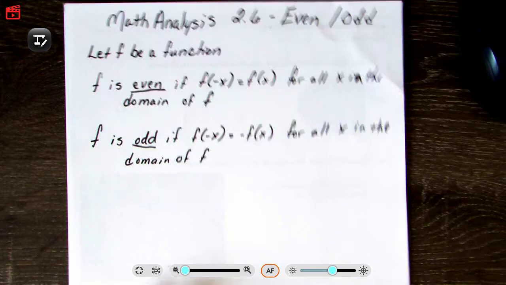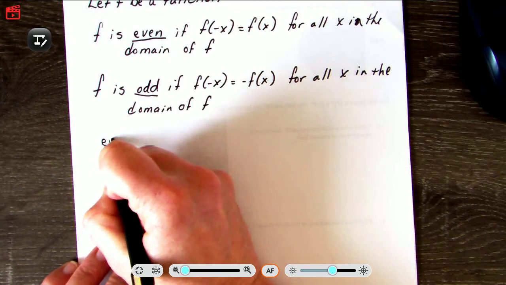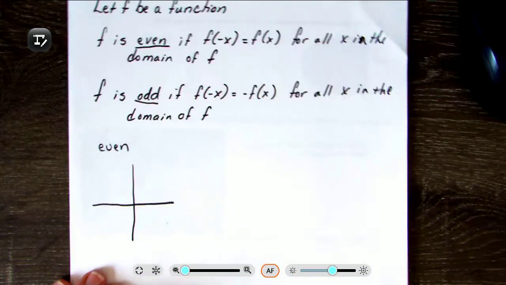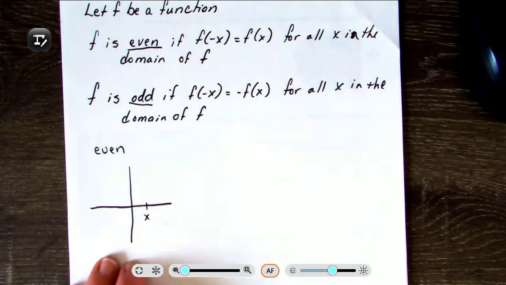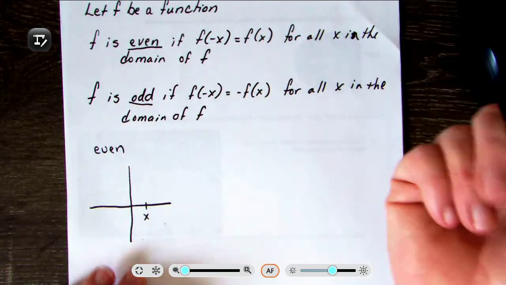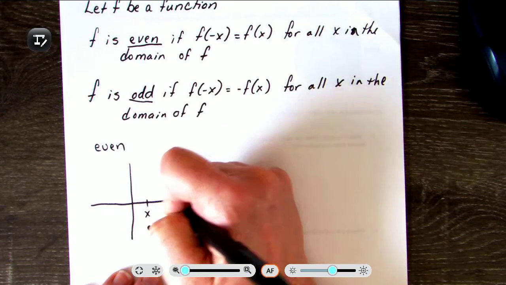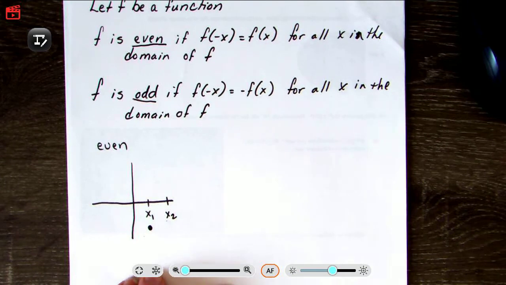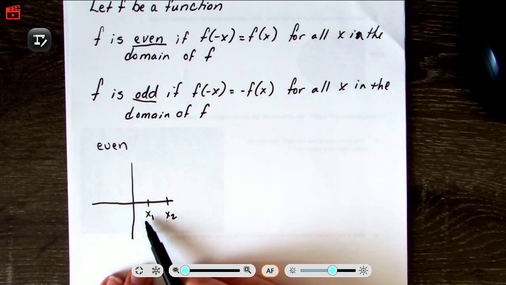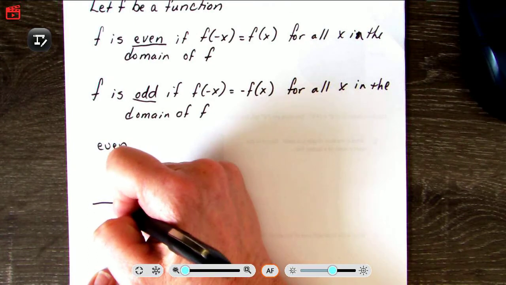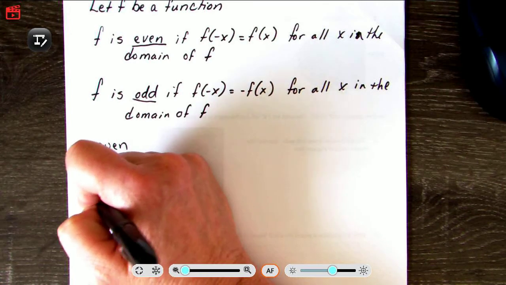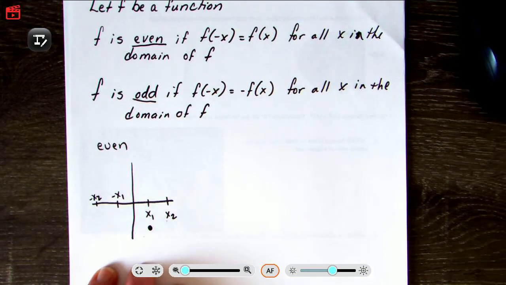So a picture. Let's look at the even idea first of all. Let's say we have some value x. So here's an x value, and let's just arbitrarily pick its y value, and I'm going to put it down here. And maybe we'll do another, we'll call this x2. So there's x1 and x2. If x1 is in the domain, the opposite of it is also in the domain. So here is the opposite of x1, and the opposite of x2 would be in here too. If you want to give numbers to it, 1 and 2, -1 and -2 would be in there.